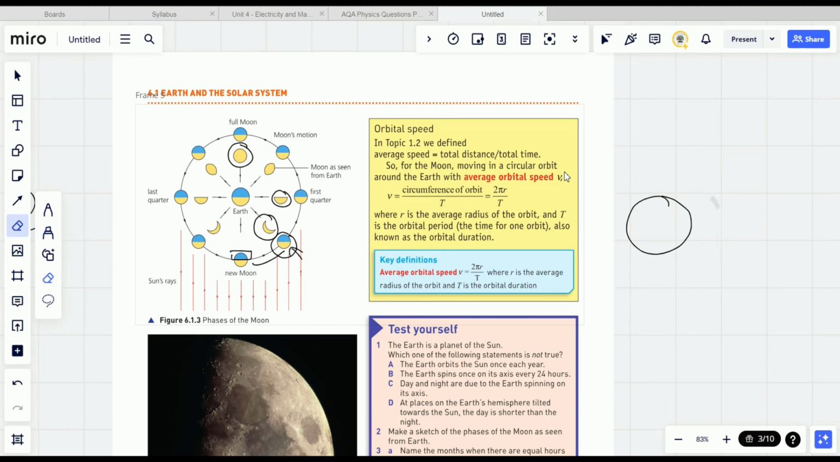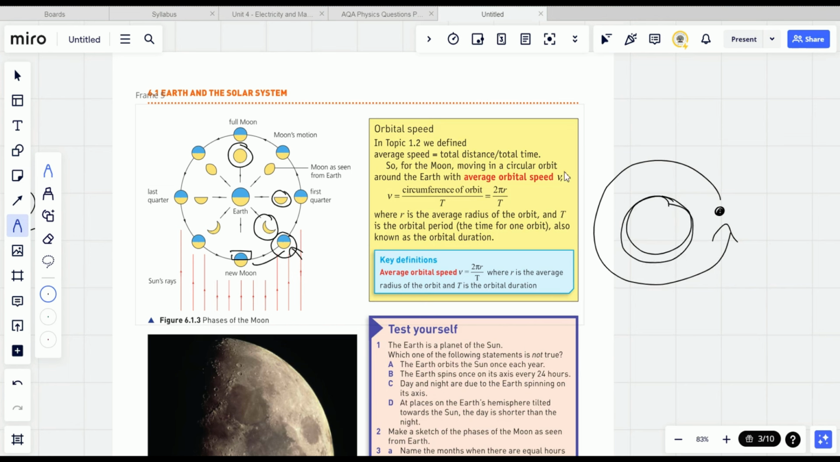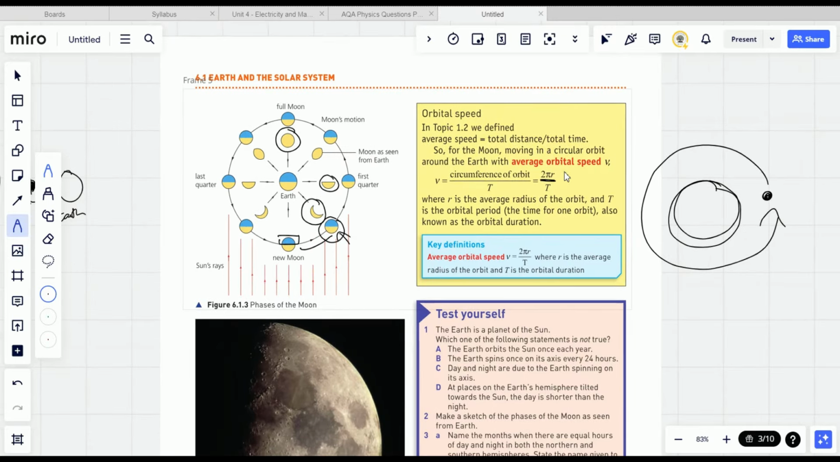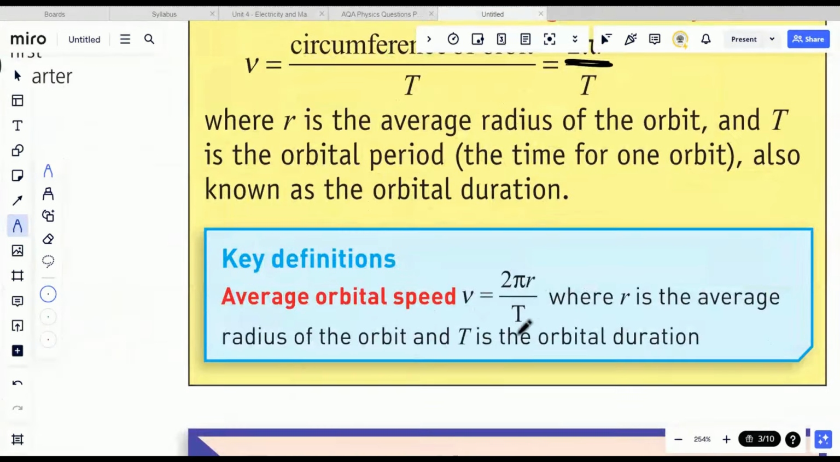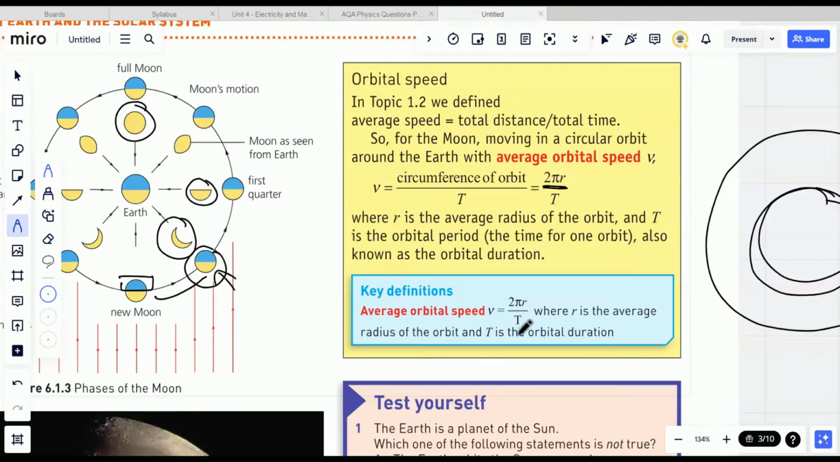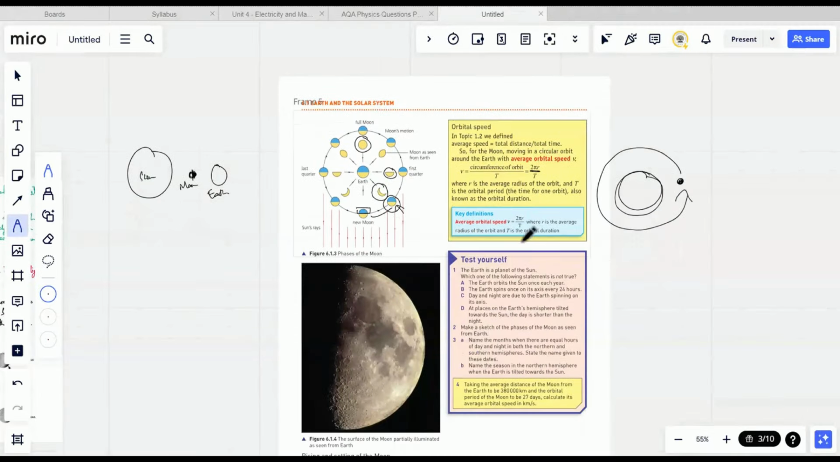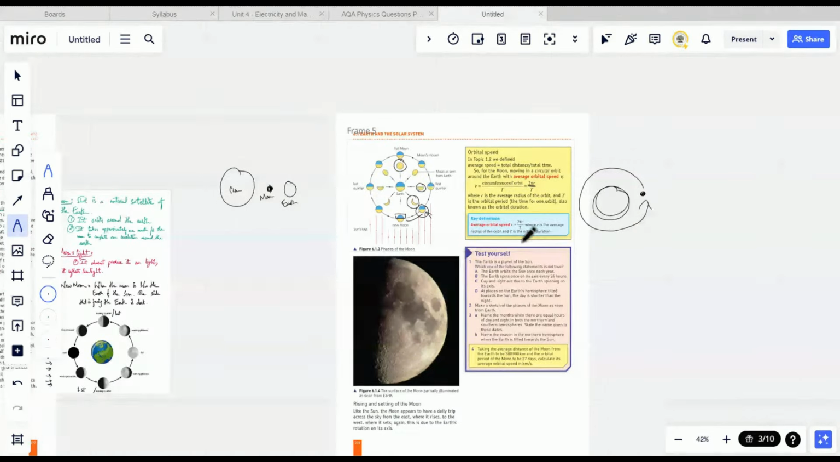In the same way, if this is the earth and the moon is rotating around it, you find the circumference of the orbit through 2 pi r and you divide it by t. T is the time that the moon takes to complete one revolution, that is around 1 month. Do you guys get this? So do not forget this formula: v equals 2 pi r upon t. 2 pi r is the circumference of the orbit. Any questions?